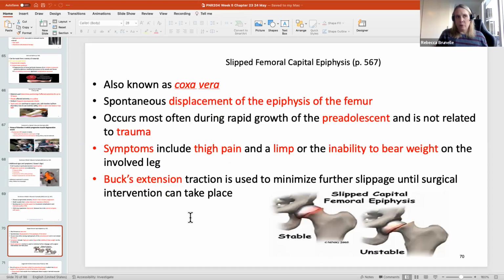Then there are a couple of disorders that are not genetically inherited that primarily affect the legs. This is your slipped femoral capital epiphysis. This is just displacement of the femur. Think about the head of the femur fitting into the hip socket. So it's displacement of that area. It happens most often during adolescence when they're growing quickly, and you would see them limping or not wanting to bear weight. You could use Buck's extension or Buck's traction to pull the femur back into place.